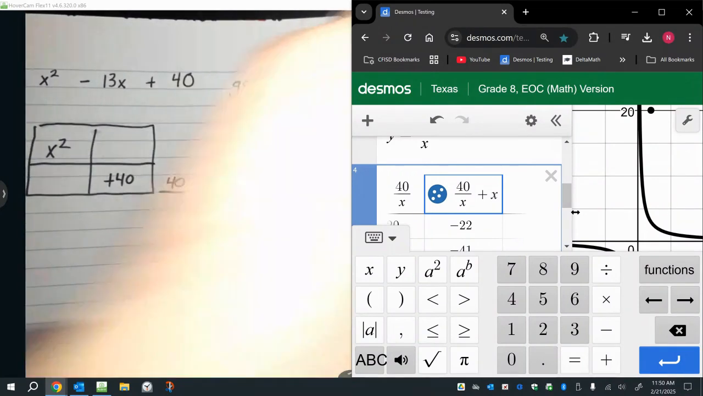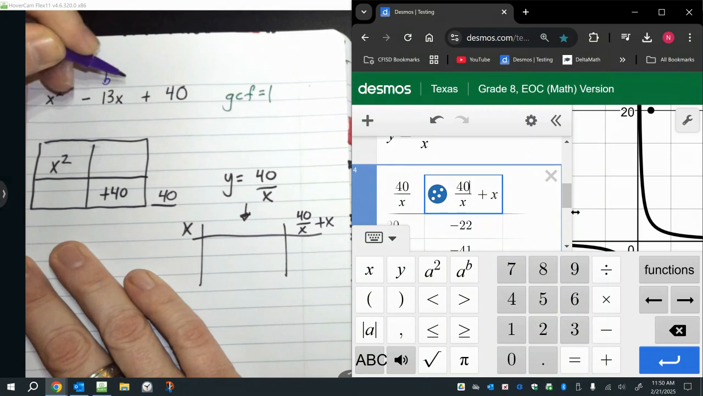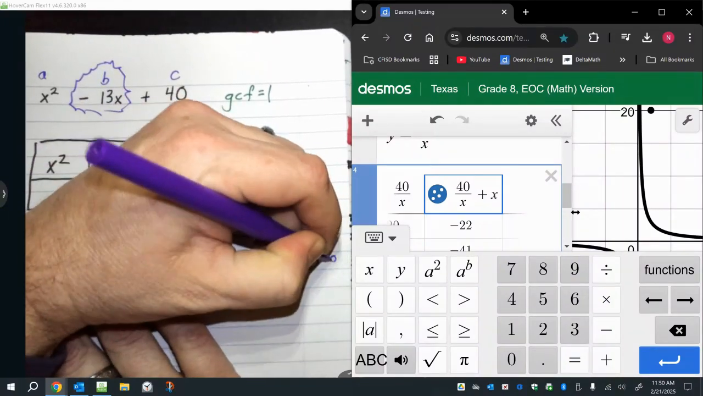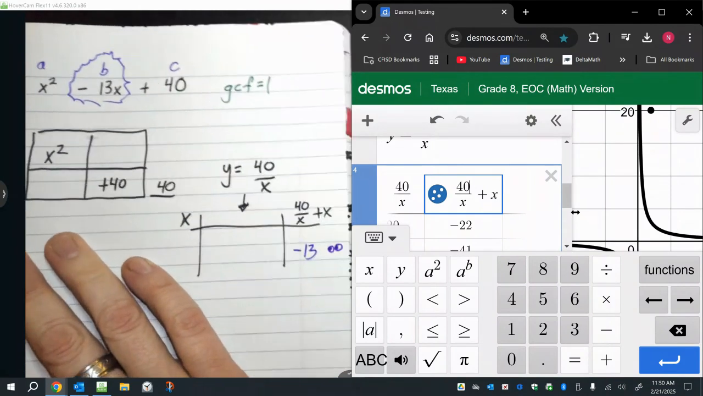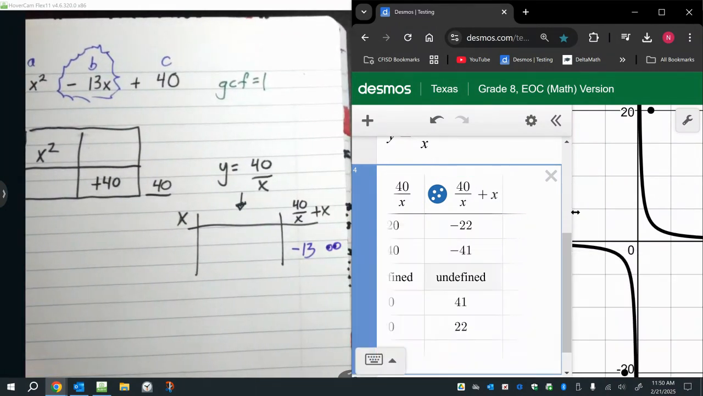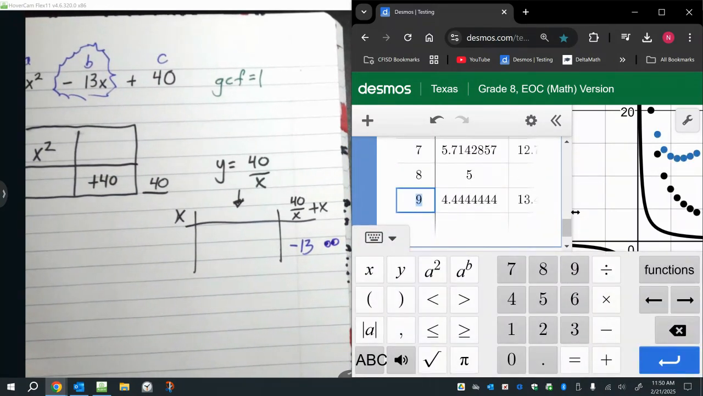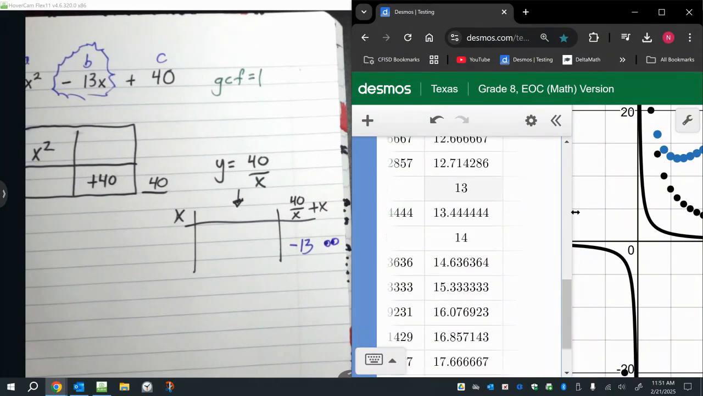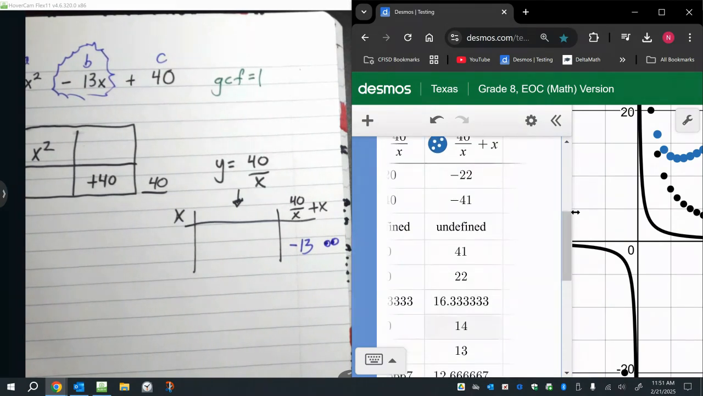And so now I'm just looking for my b term. A, B, C. Right? We haven't talked about b. You got to figure out where b is. Where is negative 13? I don't see it. Let me go over here. Hit enter a few times. See if we can find a negative 13 in that last column. Positive 13. Where's negative 13?